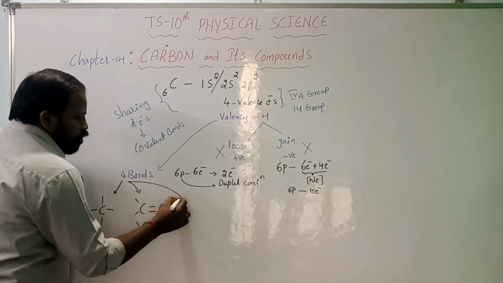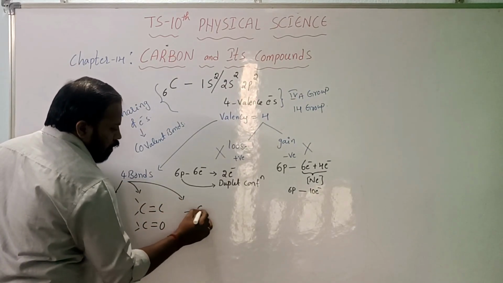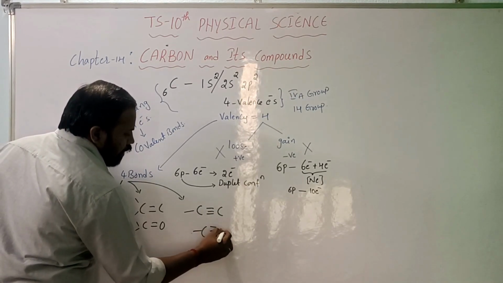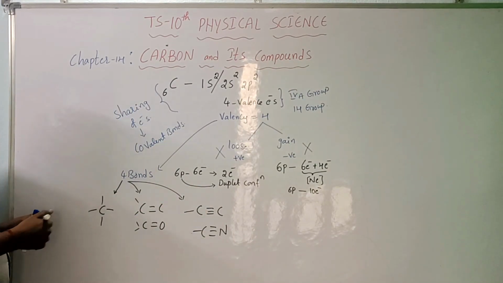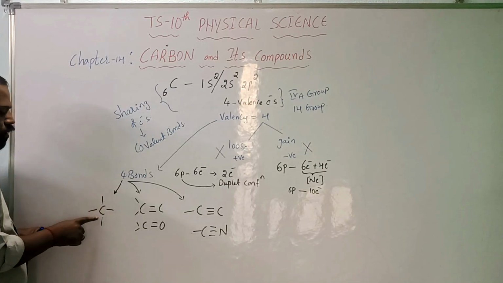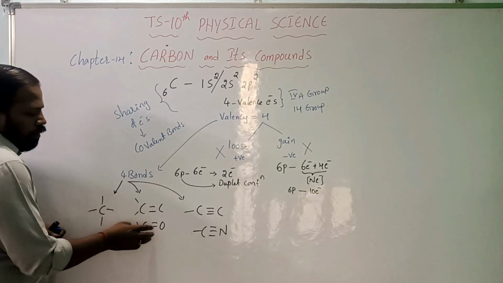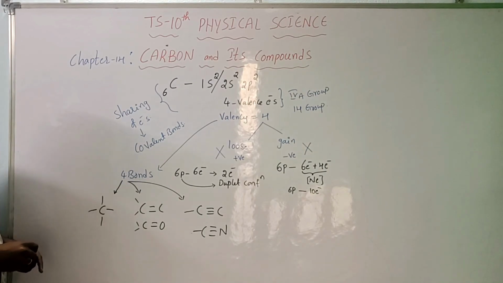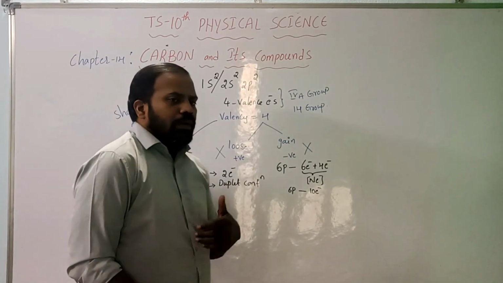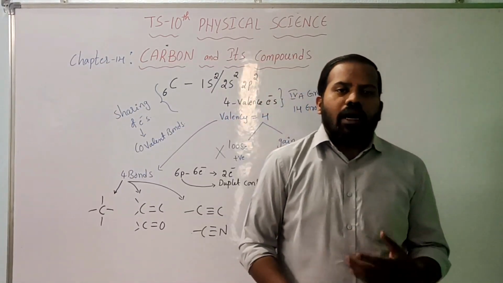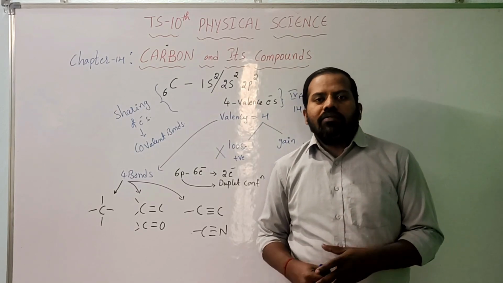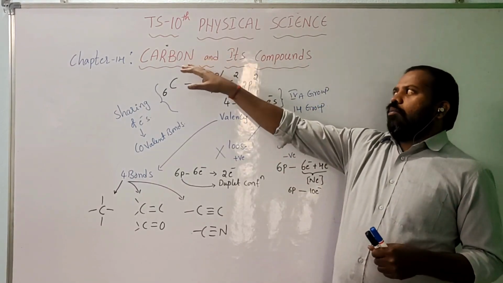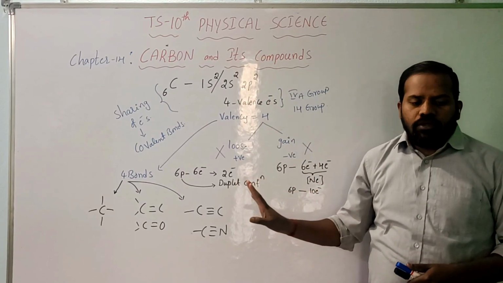Another possibility is one single bond and a triple bond with a similar atom or different atoms. Due to this four-bond nature, all single bonds are possible, or a double bond is possible, or a triple bond is possible. Due to these different types of bonds, carbon can form millions of compounds. So we are learning carbon and its compounds individually.